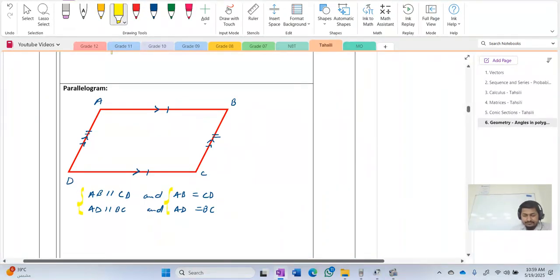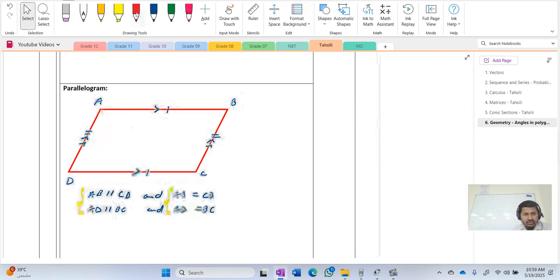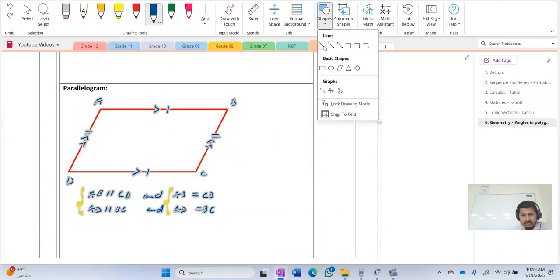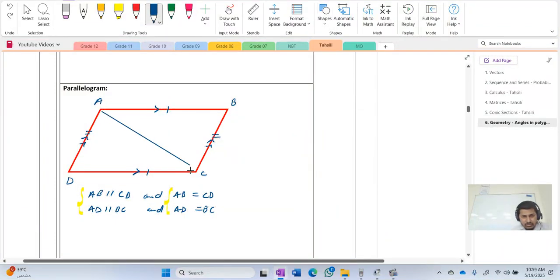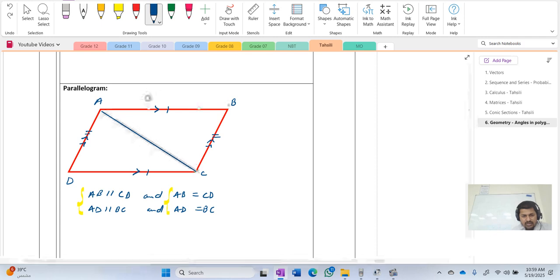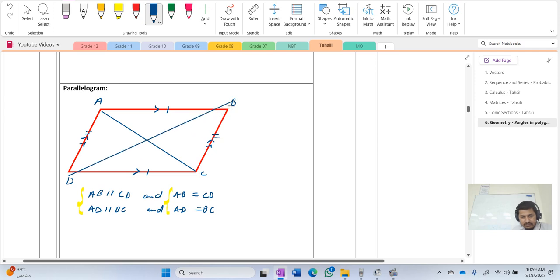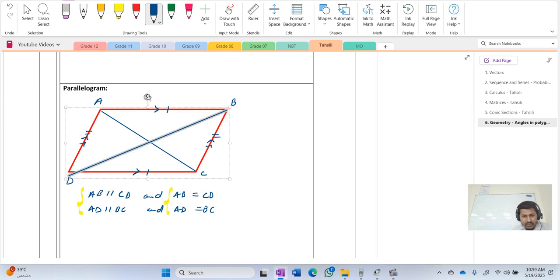Then we have diagonal properties, right? So you take the diagonals here. We have a common midpoint in a diagonal, right? So let's try to draw the diagonal with a thin line, not with a highlighter. I'm drawing diagonal AC, and I'm going to draw diagonal BD. So what do we know about the diagonals of a parallelogram? Obviously they are not equal, they just have a common midpoint. So I'm going to mark the midpoints here.